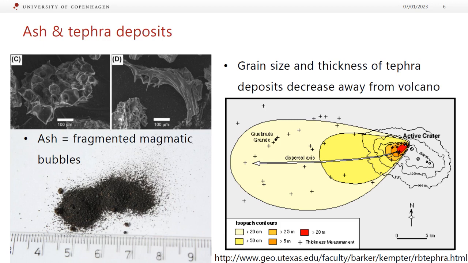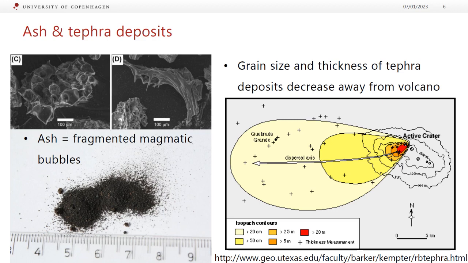So starting with the finest grain size, I mentioned last lecture that the ash are these fragmented magmatic bubbles. So essentially little chunks of the bubble walls that have been shredded to pieces and thrown up in the air. And you can see in the top left picture, these are a few tenths of a millimeter across, very small, and you can still see the bubble shapes in them. When we look at it in hand sample, it kind of looks like a dusty powder, depending on the grain size. In general, the grain size and the thickness of a tephra deposit decreases away from a volcano.